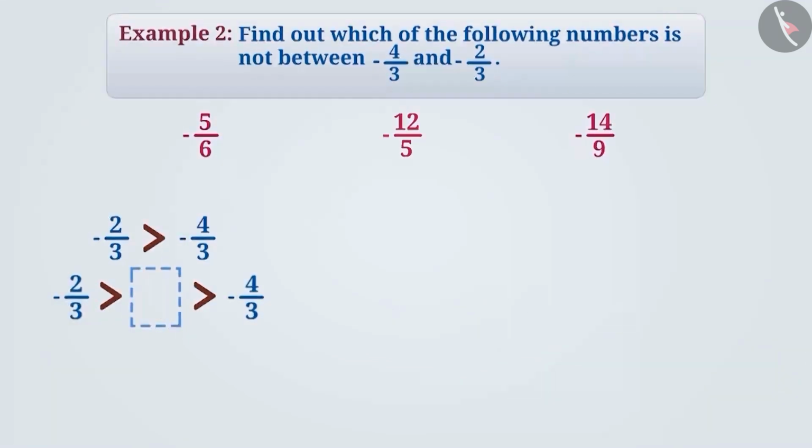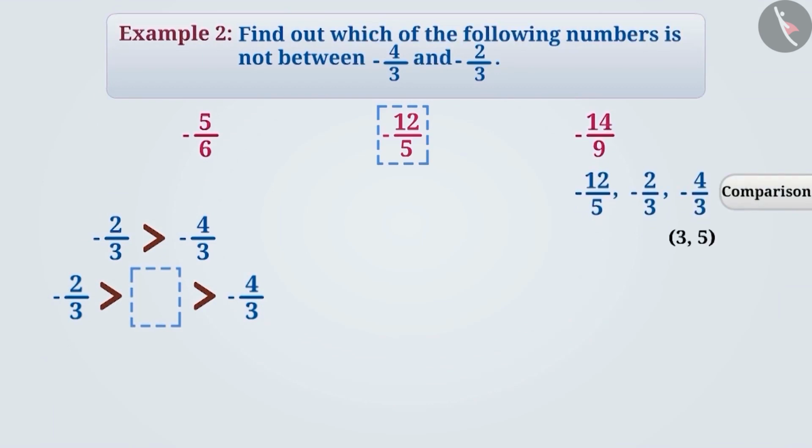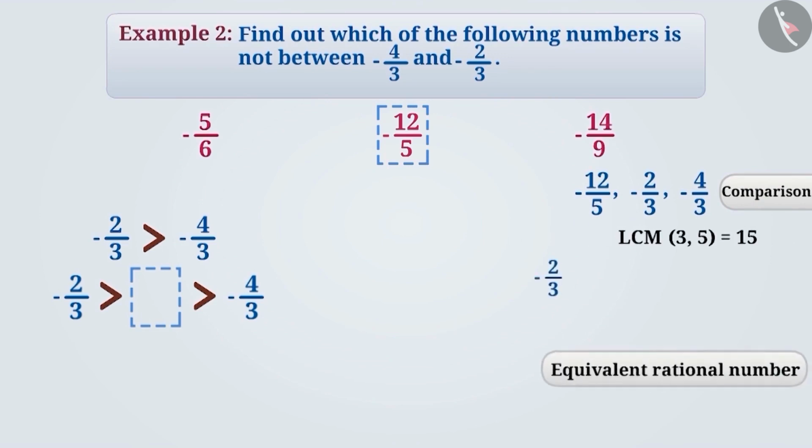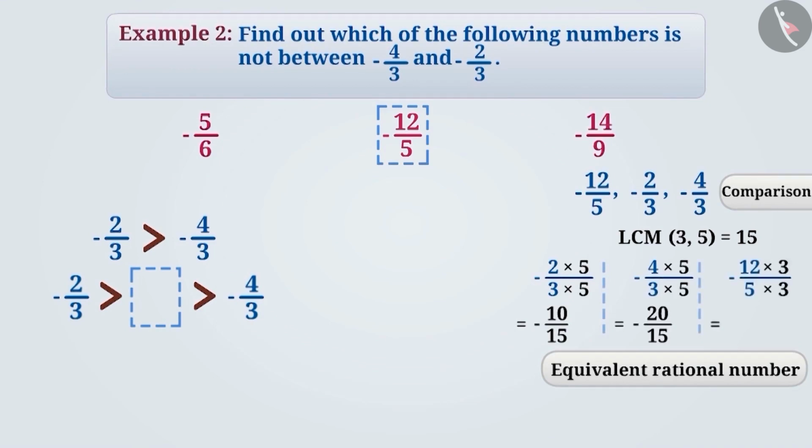Now let's talk about minus 12 by 5. In order to compare these three rational numbers, we have to make their denominators equal. Here we have the LCM of 3 and 5 as 15, with which we will make the denominators equal. Here a rational number equal to minus 2 by 3 will be minus 10 by 15. An equivalent rational number of minus 4 by 3 will be minus 20 by 15 and an equivalent number of minus 12 by 5 is minus 36 by 15.